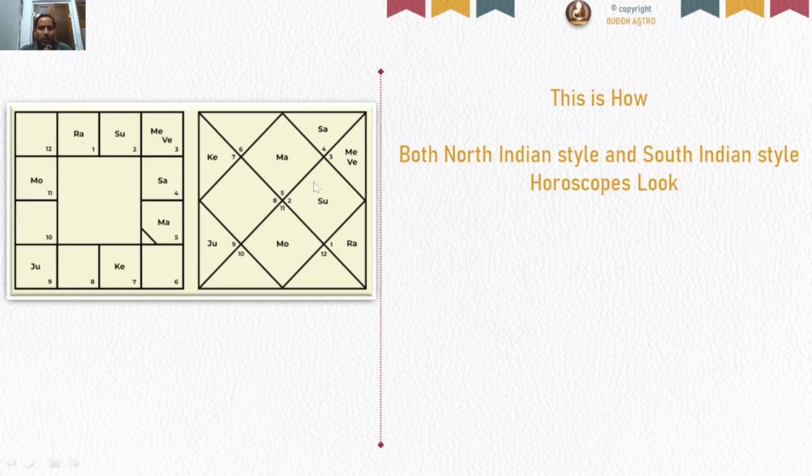This is how it is written. Zodiac signs are written by their numbers 5, 6, 7, 8, 9, 10, and planets are written by their names only. This is the structure of any horoscope.